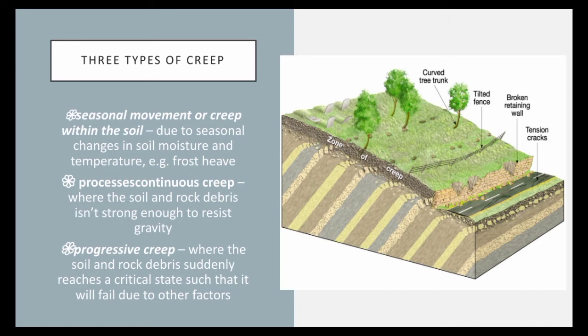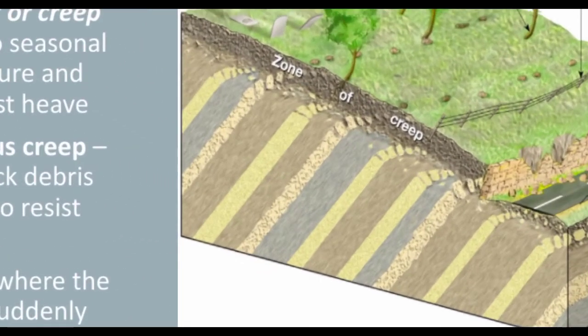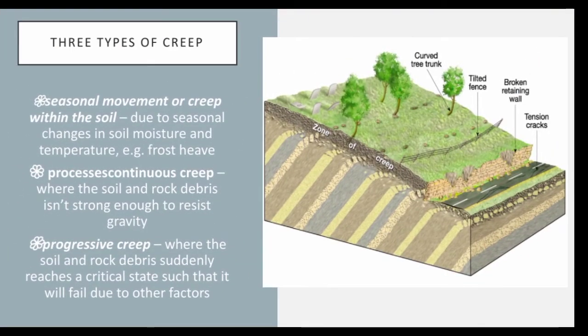So next is processes continuous creep, where the soil and rock debris isn't strong enough to resist gravity. So makikita nyo dito, ayan. So merong nahuhulog na mga debris kasi nga yung soil or rock debris is not strong enough to resist the gravity. So lastly, progressive creep, where the soil and rock debris suddenly reaches a critical state such that it will fail due to other factors.